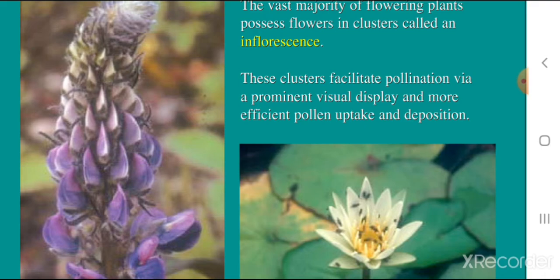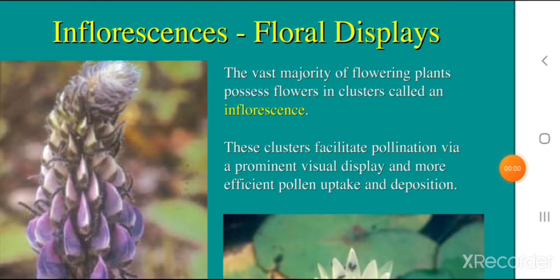It is my fourth lecture in this lecture series of angiosperms. Today, we will discuss inflorescence. Arrangement of flowers on the floral axis is called inflorescence. Inflorescence plays a vital role in efficient pollination.